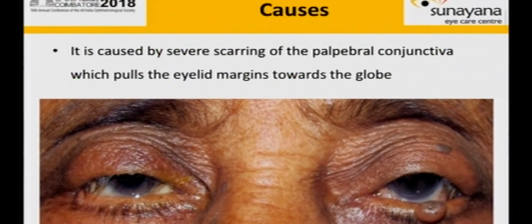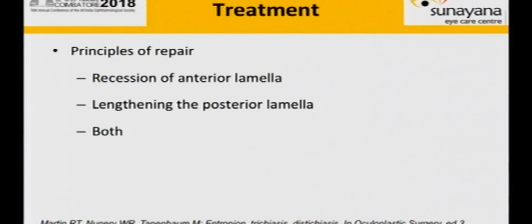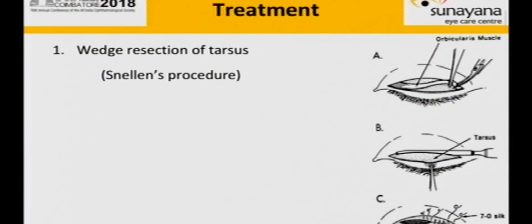Cicatricial entropion, most commonly seen in the upper eyelid, is because of scarring of the posterior eyelid lamella. Most of the time it is associated with secondary disorders, as we all know, and they need to be treated primarily. When this stage sets in, you would want to address the upper eyelid. So the principles of repair are these three. You might want to lengthen the posterior lamella or shorten the anterior lamella. Based on these principles, we have various procedures which are described.